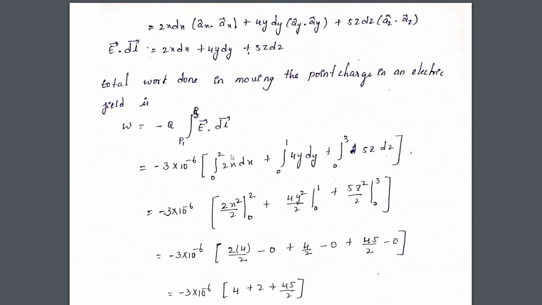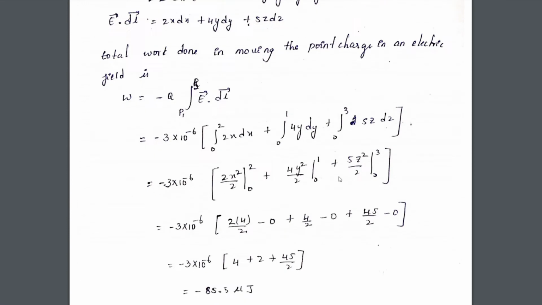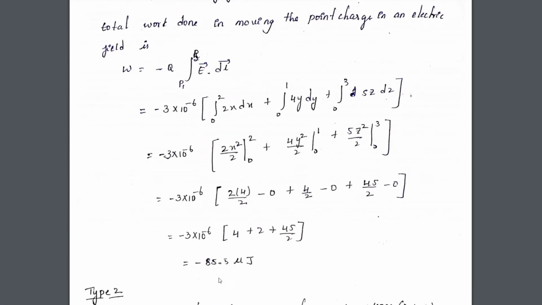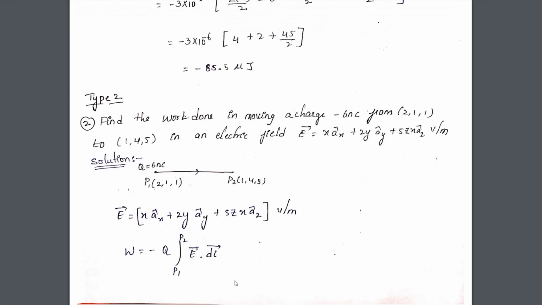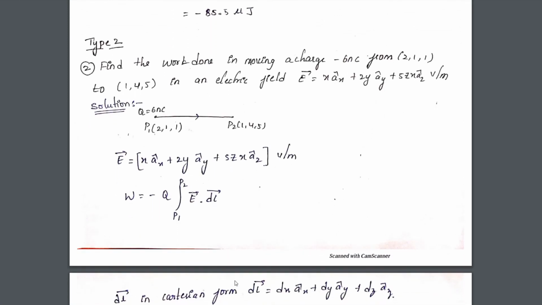Understood all of you? So in all the work done problems, the dot product E dot dl is calculated. Then you put it in the integral and integrate from initial to final point, multiplied with the charge Q, and you will get the work done. A similar kind of problem is done in the second type. Only a little bit of difference is there. While doing the integration, I'll tell you what the difference is from the previous problem.